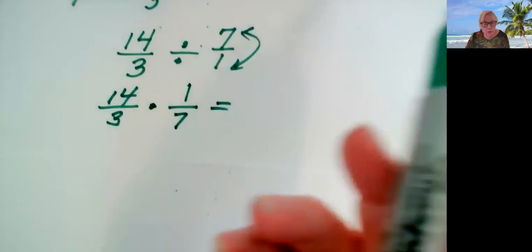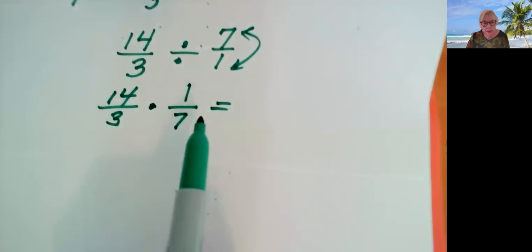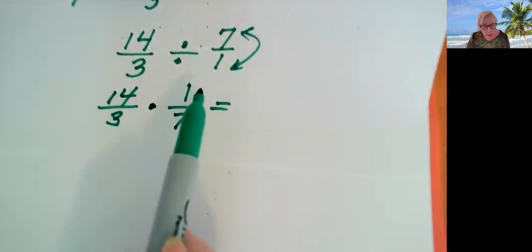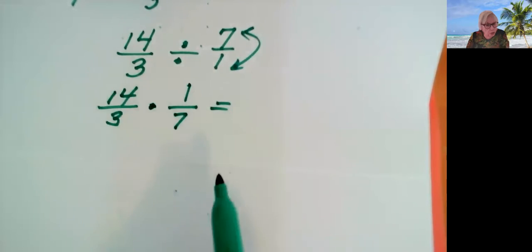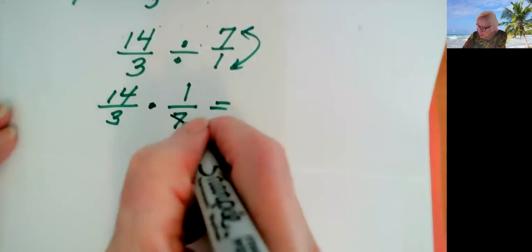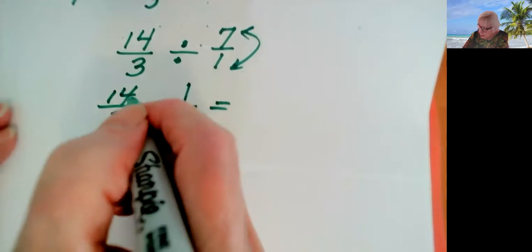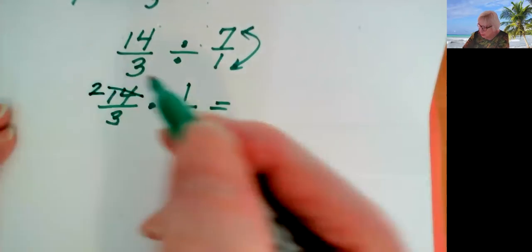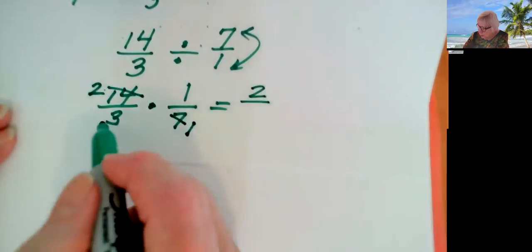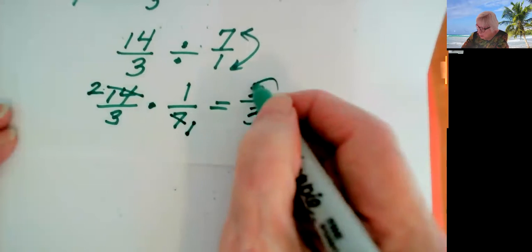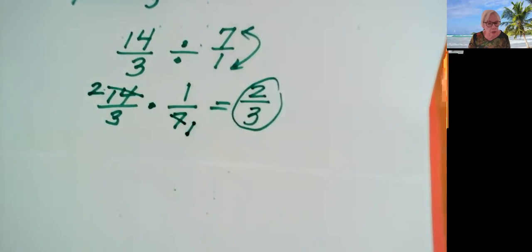Now, regardless of what we've done so far, it really doesn't matter. This is what's left. And so the 7 and the 14 can be reduced, and you should do it now. So 7 into 7 is once, and 7 into 14 is twice. So this is 2 times 1 is 2, 3 times 1 is 3. So that whole mess boiled down to 2/3.